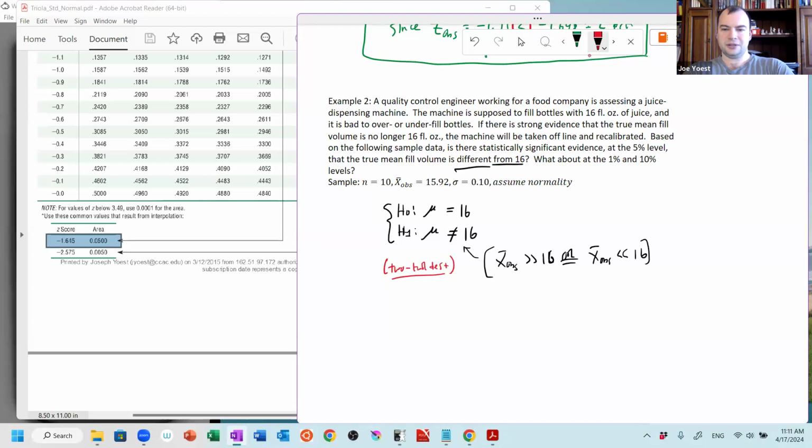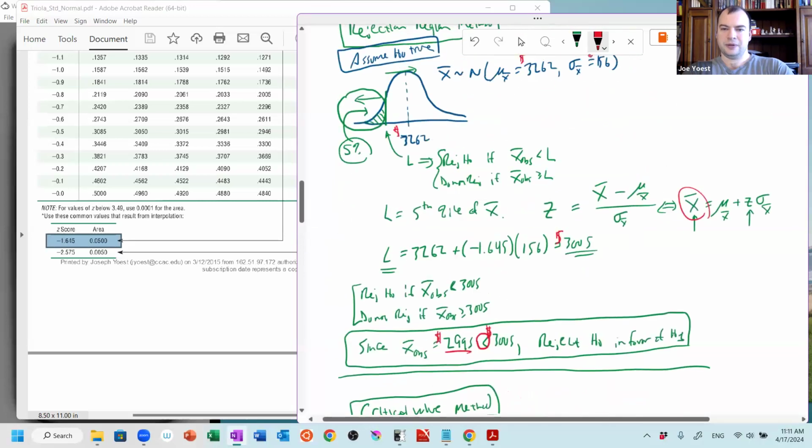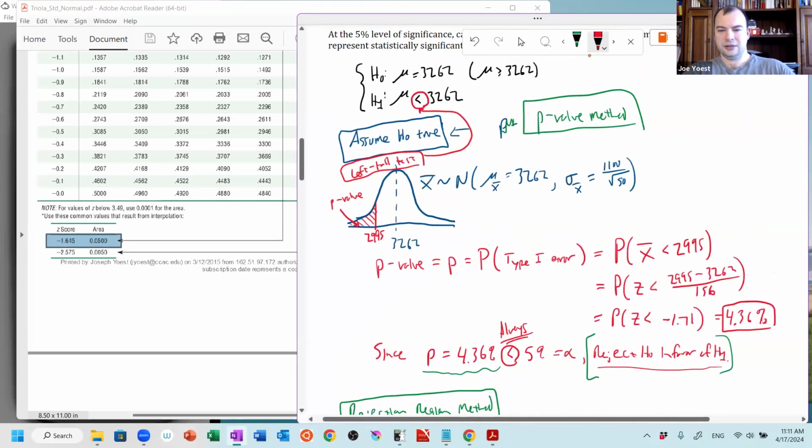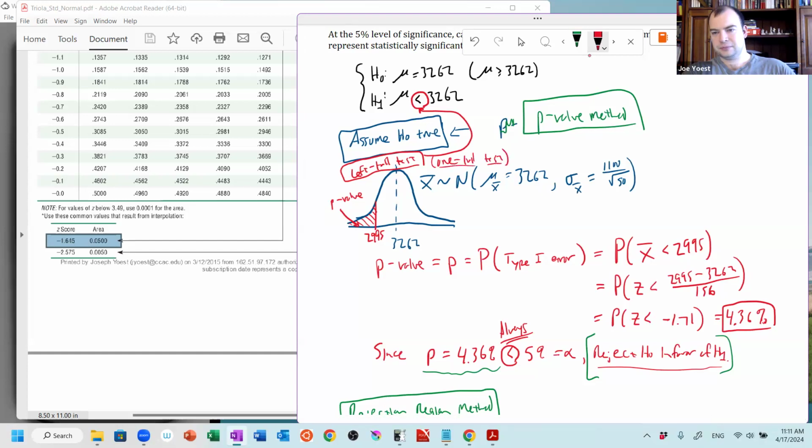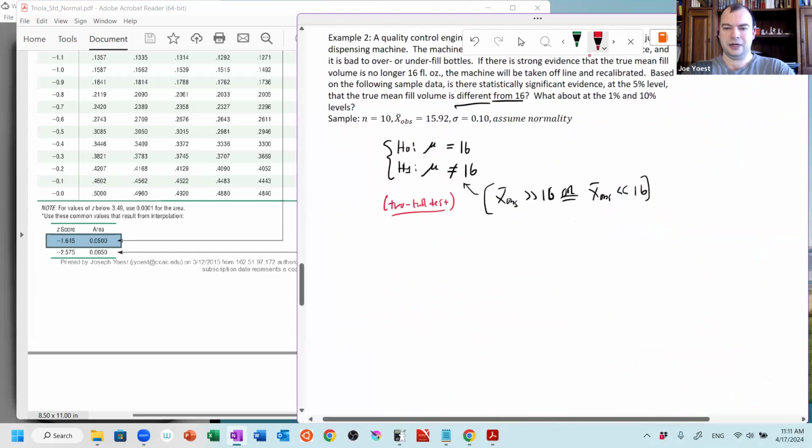This is a two-tail test, where up here we had a left tail test. It was a one-tail test. In a one-tail test, there's only one direction for my point estimate, my X bar observed in this case, that gives strong evidence against H naught and in favor of H1. In a two-tail test, there are two directions, right? A big deviation in either direction would lead me to reject H naught in favor of H1.